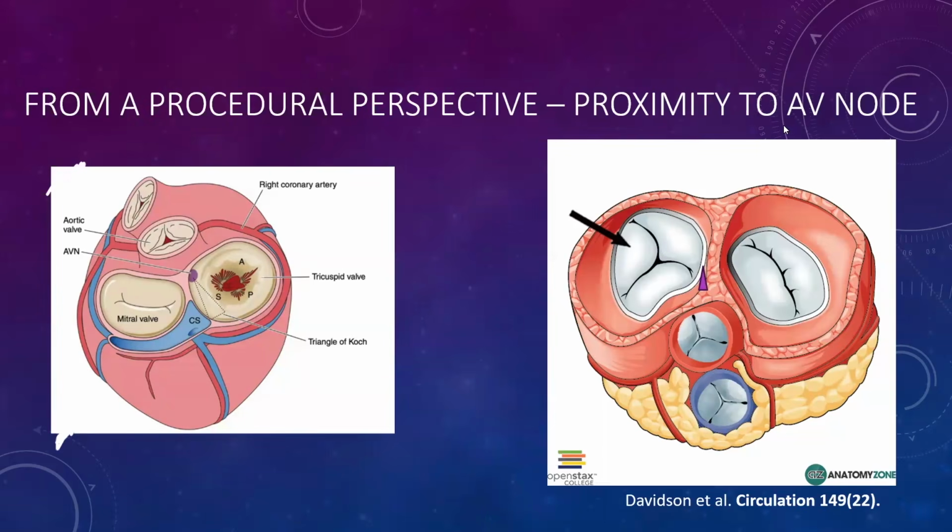Also important to note from a procedural perspective is the proximity to the AV node, which is located here. You can see my pointer. I've reoriented it here in terms of our typical view, but when procedures are being done on the tricuspid valve, particularly TTVRs, it is quite in proximity to the AV node, which is why there's a risk of complete heart block after procedures. And patients are often kept in hospital for monitoring for several days thereafter to ensure that this doesn't occur. It can occur in the acute period immediately during the procedure, but can also occur, in some cases, 5 days or longer after a procedure is completed.